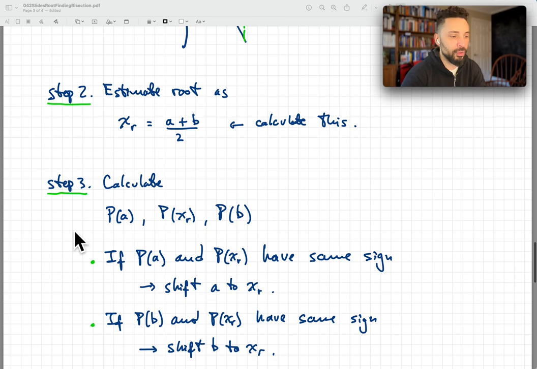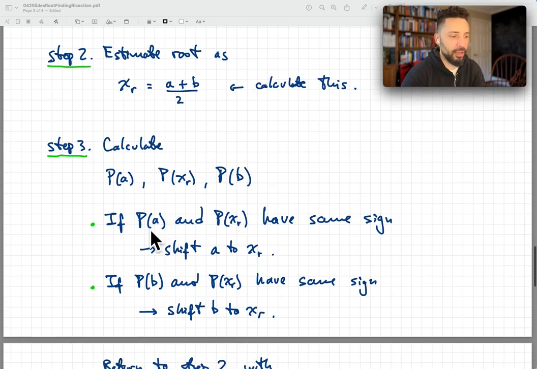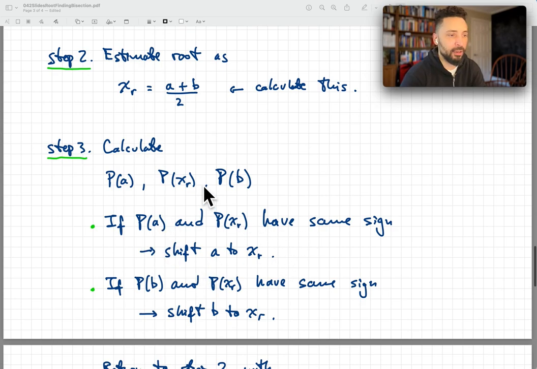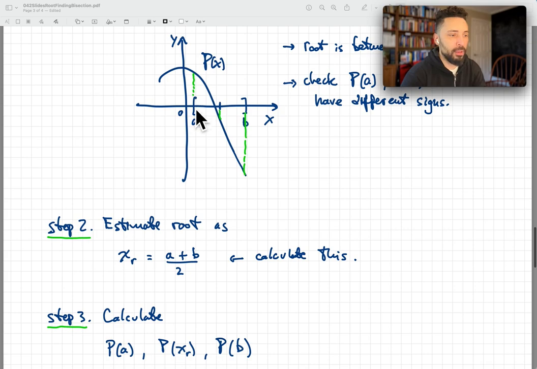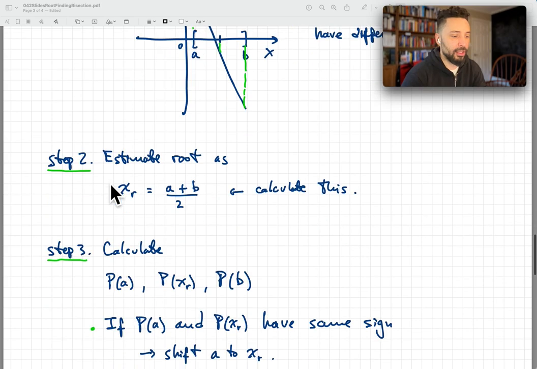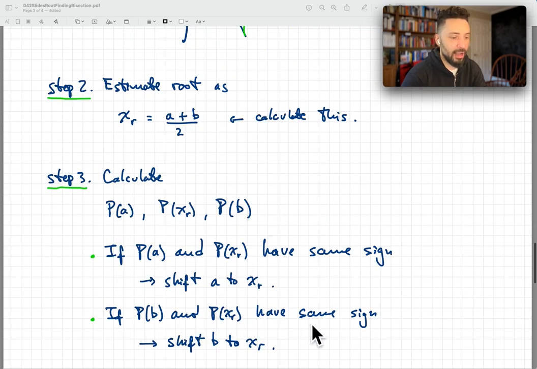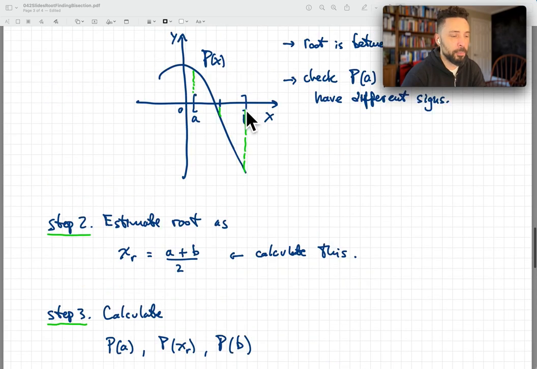So what do we do next with this information? Well, if p of a and p of x of r have the same sign, we're going to shift that left side of the interval from a to xr. So over here, let's see. P at a and p at xr don't have the same sign, actually. So this is going to stay where it is. Now we evaluate the next statement. If p of b and p of xr have the same sign, we're going to shift b to xr. So we go back to the plot here and we look. We see, yes, p at b and p at xr here, they're both negative. So we're going to shift b out of the interval all the way to here.